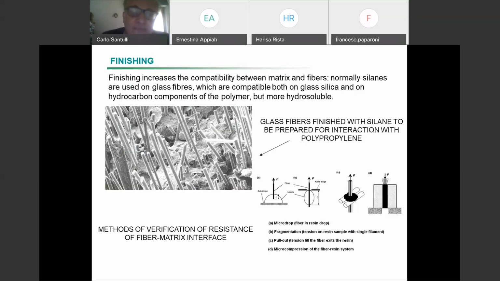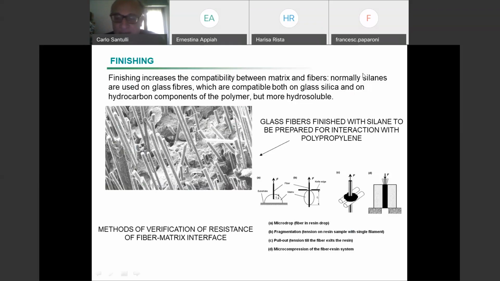In that way they lose something in terms of tensile strength, but this works because they are cylindrical anyway. Then there are a few methods, shown here in small, for the verification of the fiber matrix interface. In other words, to measure the shear strength, the critical shear strength.